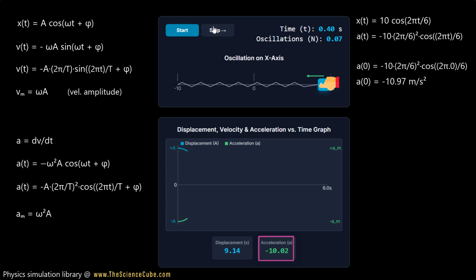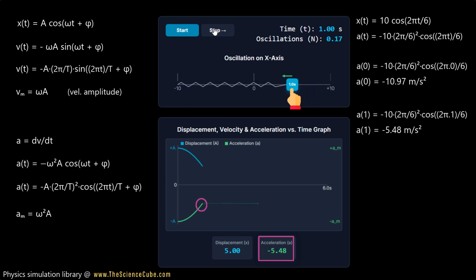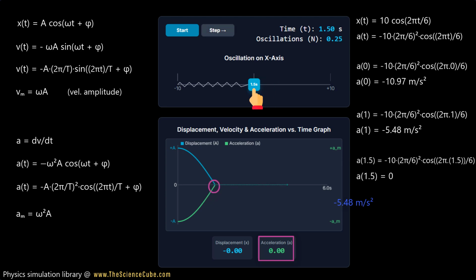At t = 1 second, acceleration is -5.48 meters per second square. That is, it continues to act in this direction but has reduced in magnitude, which aligns with what we see here. That is, the spring is less stretched now, which means less force and less acceleration. At t = 1.5 seconds, acceleration becomes 0, which should not be surprising considering the spring here is in its natural state or unstretched and hence exerts no force on the mass and therefore no acceleration.